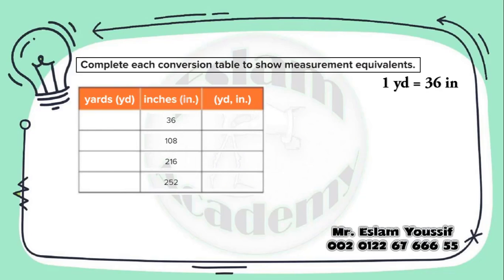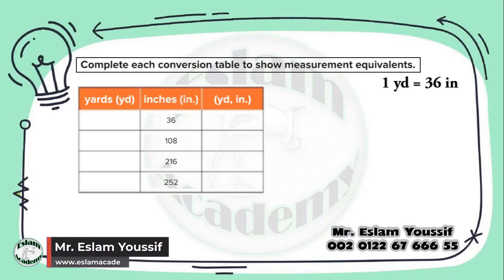In this question, we need to find the relation between yards and inch. As we know, 1 yard is equal to 36 inches. So we need to convert from inch to yard. From inches to yard, it means we need to divide, because we convert from the smallest to the greatest.